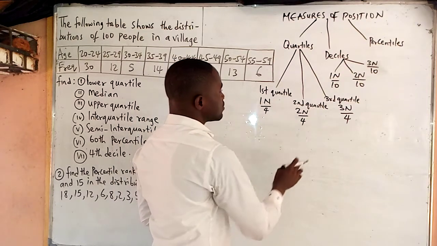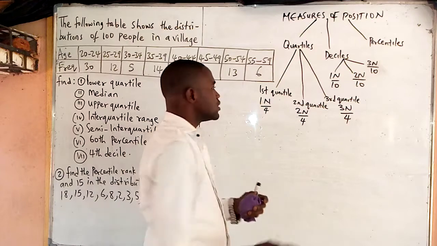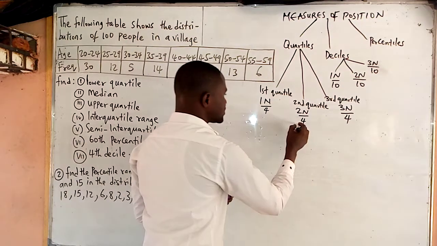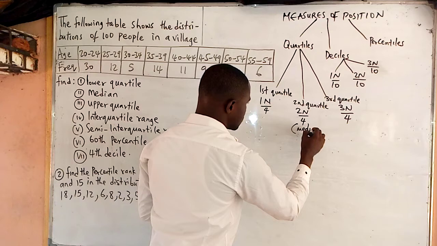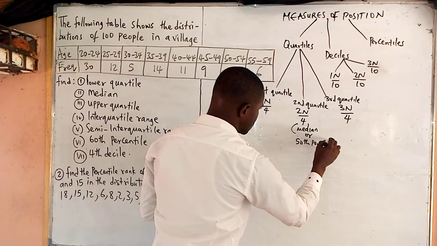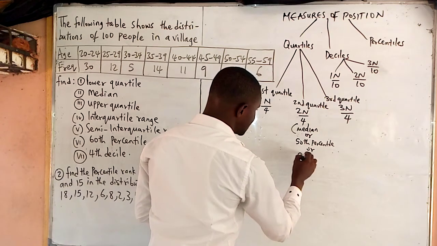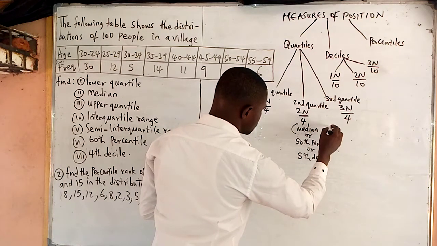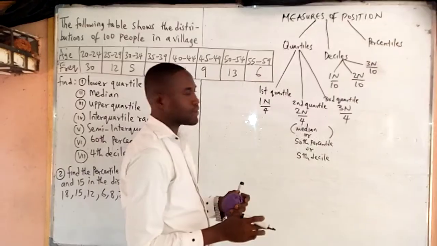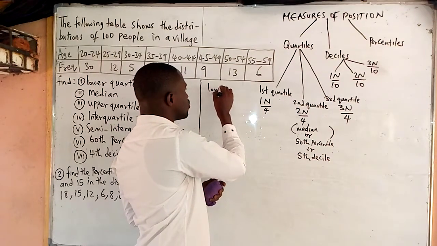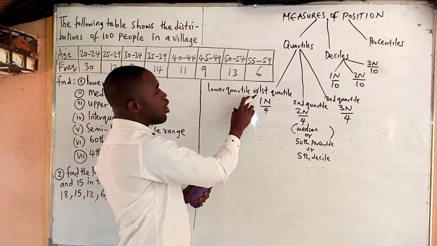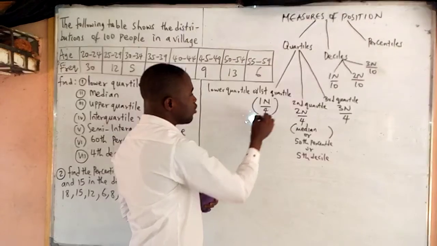Now know that this second quartile can be called the median. This second quartile again can be called the 50th percentile. So this can also be median, or 50th percentile, or 5th decile. So note it. They mean the same thing. Now, first quartile is called the lower quartile. Another name for first quartile is lower quartile. So, first quartile or lower quartile, that is 1n over 4.